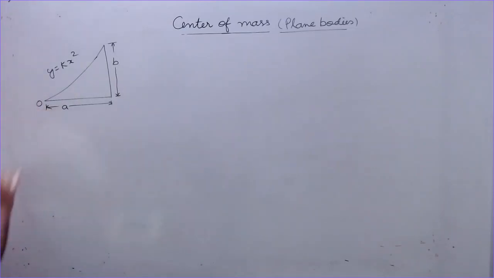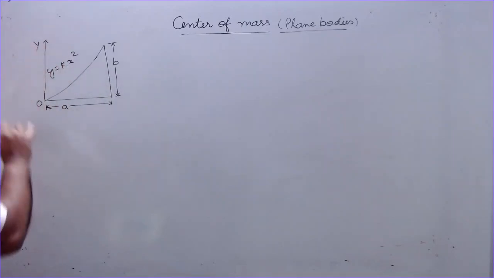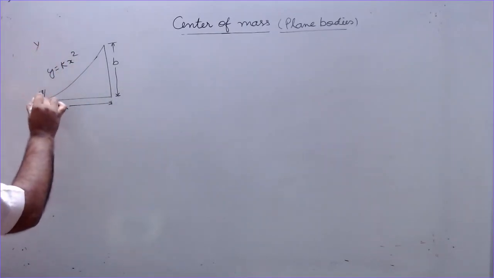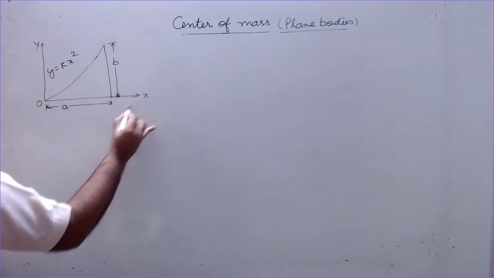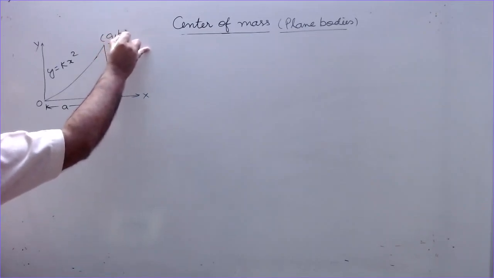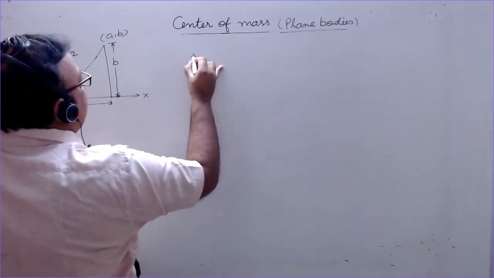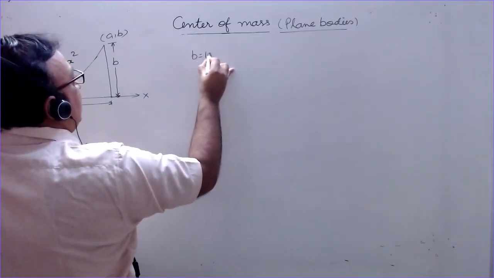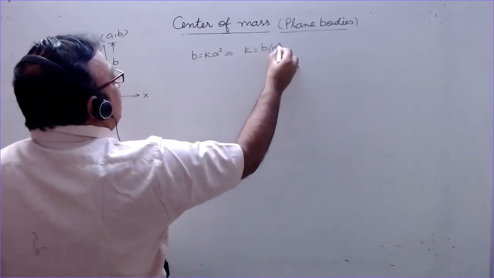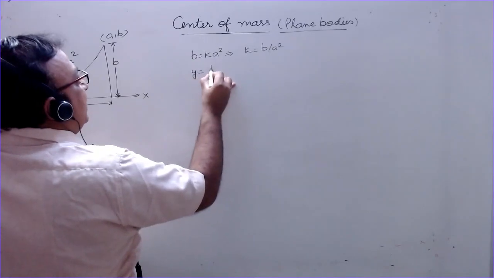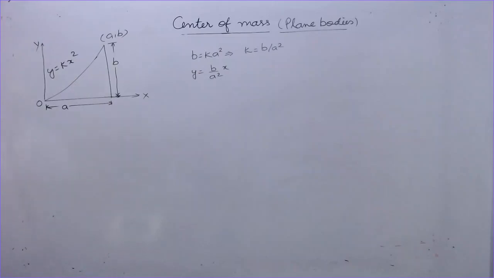Taking this point as origin, this is the y-axis, and let this be the x-axis. So the coordinates of this point are (a, b). That means (a, b) is lying on this curve, so it will satisfy the equation. So b equal to k a square. This gives k equal to b by a square. So the equation becomes y is equal to b by a square into x square, because k was not known to us.